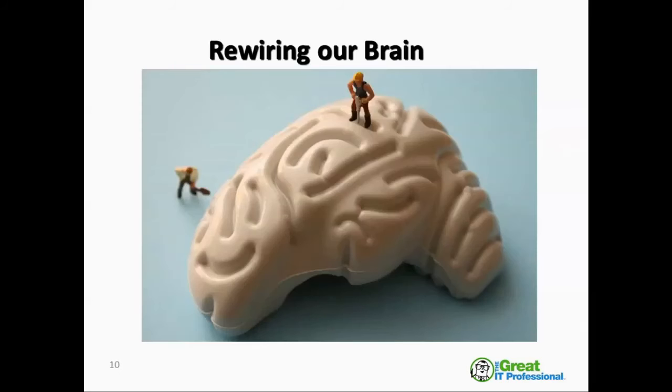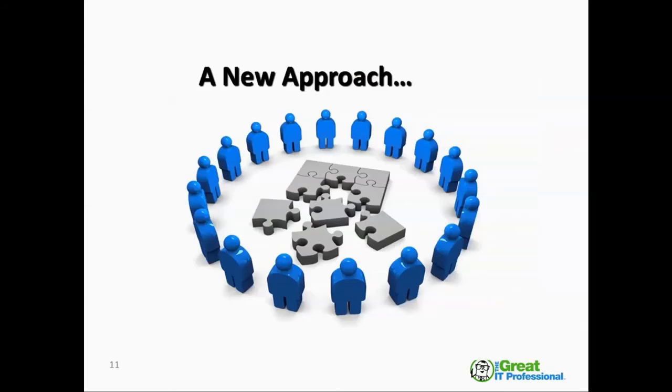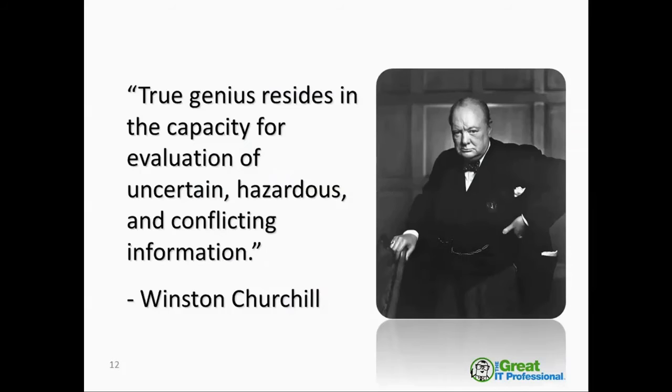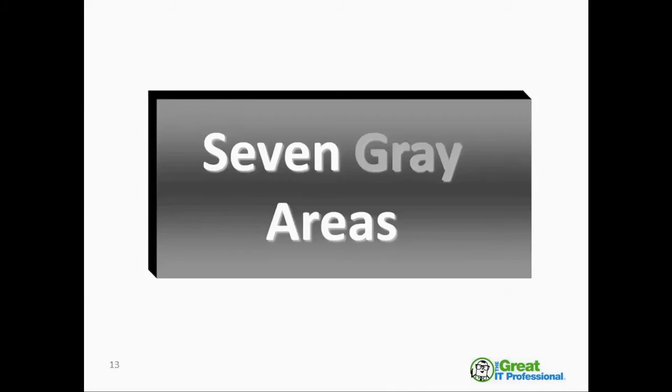So it's a matter of rewiring our brain and taking a new approach to problems and being able to integrate and work in the gray and not take one side or another, but be able to integrate both sides of things. Winston Churchill said, true genius resides in the capacity for evaluation of uncertain, hazardous, and conflicting information. And that's what this is all about, to be able to navigate those waters. So we're going to take a look at 7 common gray areas that most leaders face at some point.